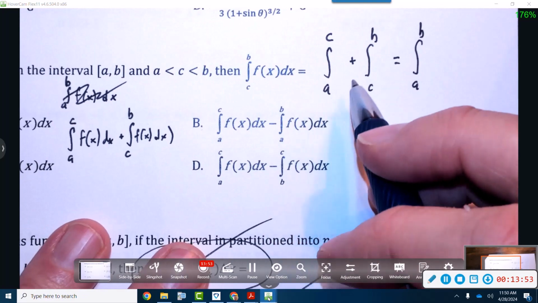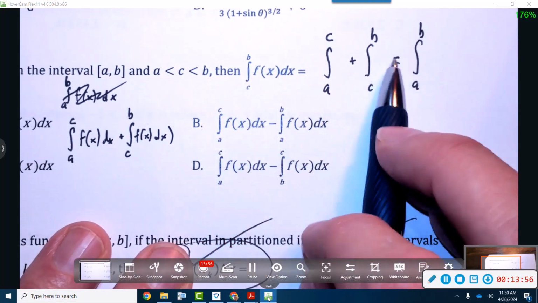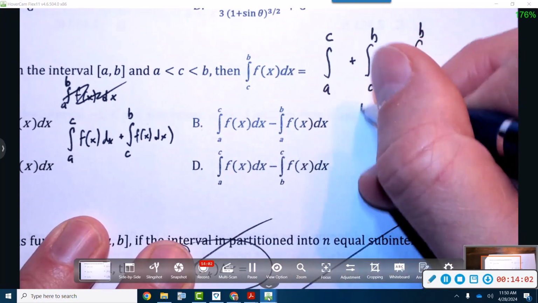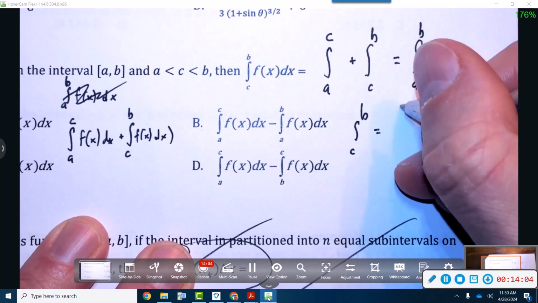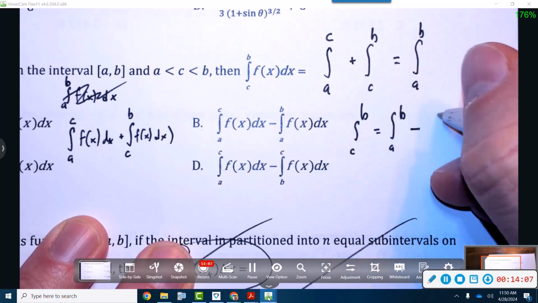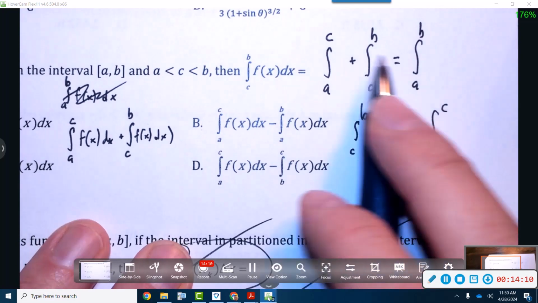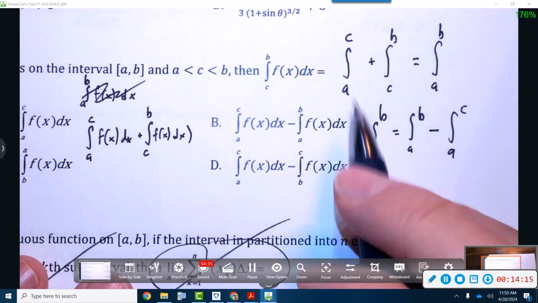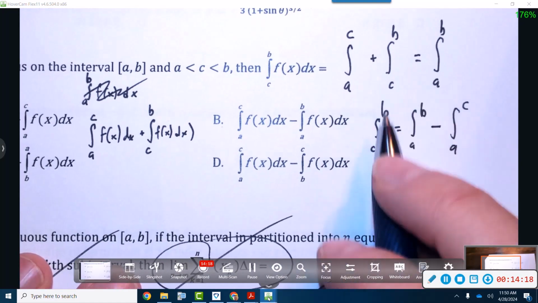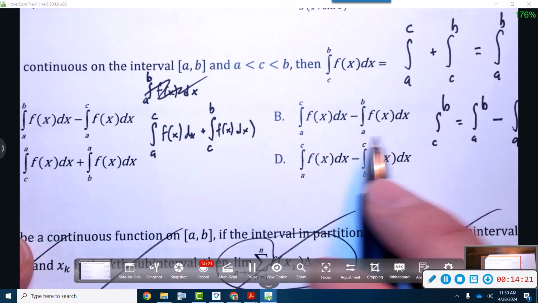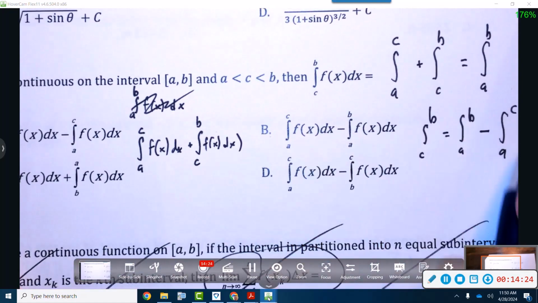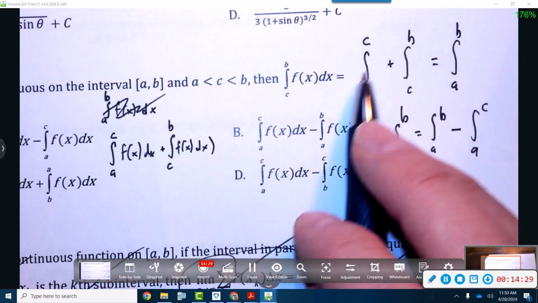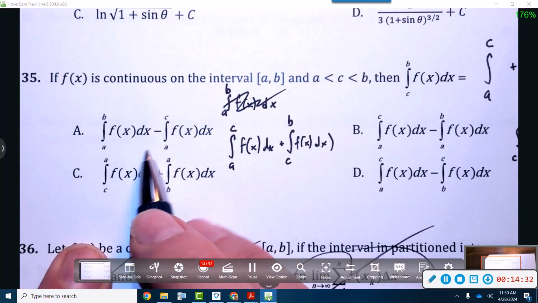And what we can do then, if we're looking for c to b, is subtract this guy over to this side and see if it actually is one of our choices. I just move this guy over to this side, treating these just like a linear equation, a one-step equation. So let's see, do we have a to b minus a to c? Yes, that's the guy right there. So we just moved this guy over to the other side, and that's exactly what it is. So it's got to be A.